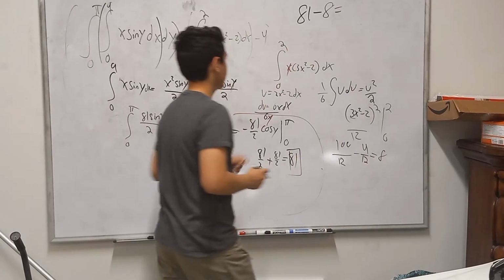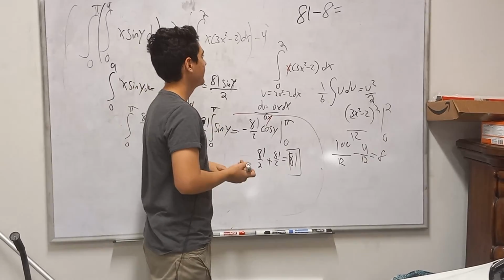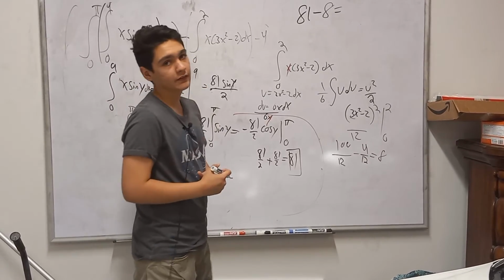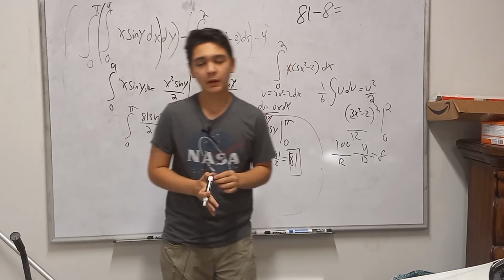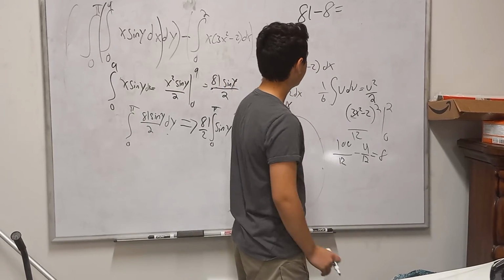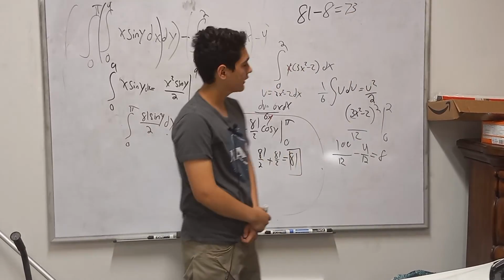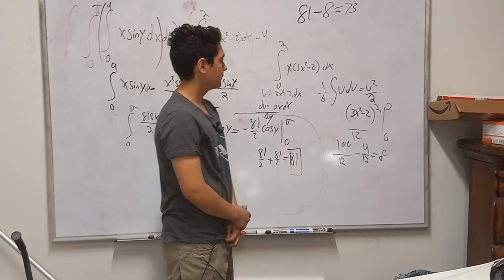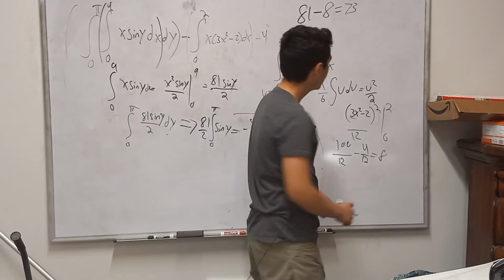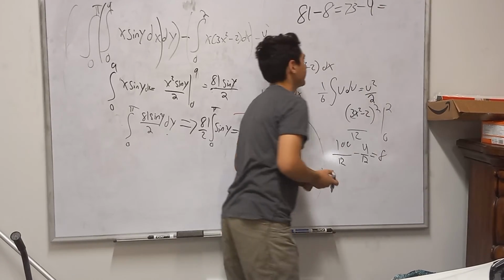Now we have these two integrals covered. What do we do next? Now we have to subtract them. 81 minus 8, and it's probably the hardest part. 81 minus 8 is 73. Okay, we're almost there. Now we have to subtract 4 from 73, and we have our final answer.